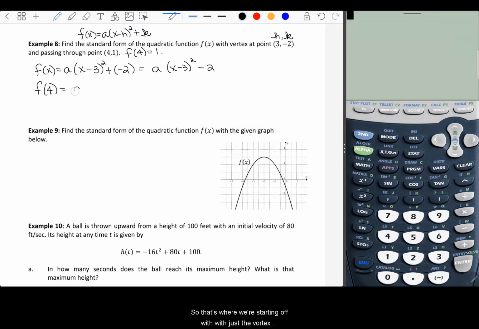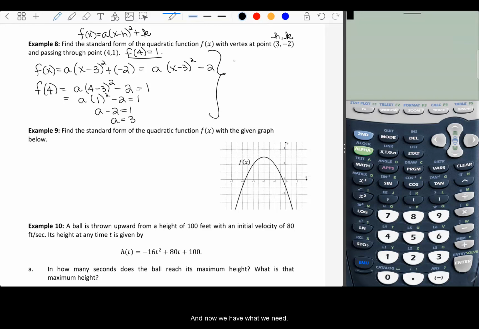So that's where we're starting off with just the vertex. Now f of 4 is equal to a, the function. And what we're going to do is put a 4 in for the x, because that's what x equals. a times the quantity 4 minus 3 squared minus 2, which is 1, because the y value equals 1. So 4 minus 3 is 1 squared minus 2. So we have a minus 2 equals 1, and a equals 3.